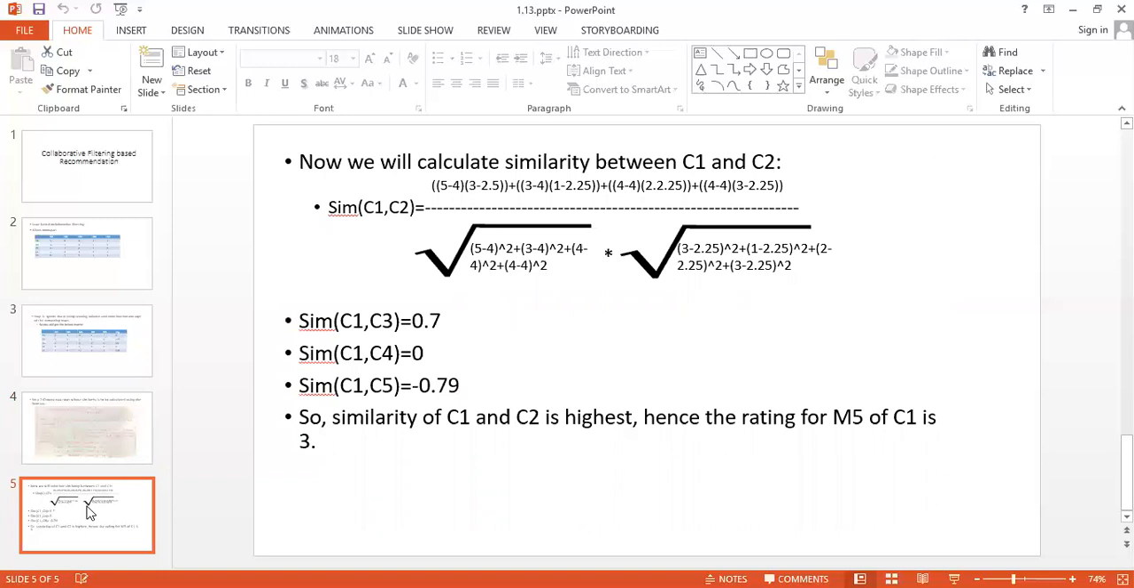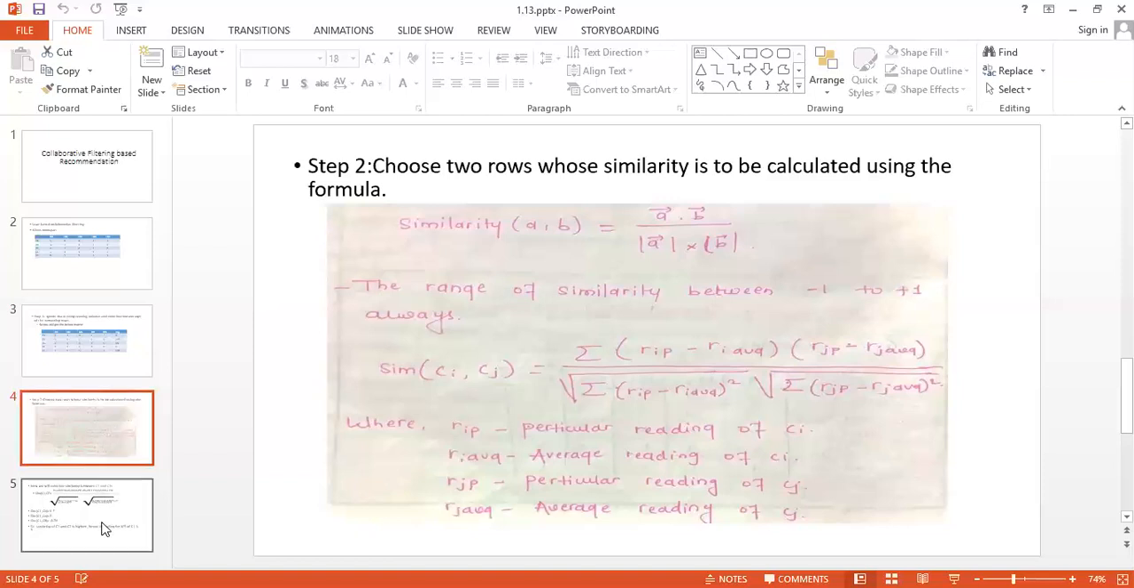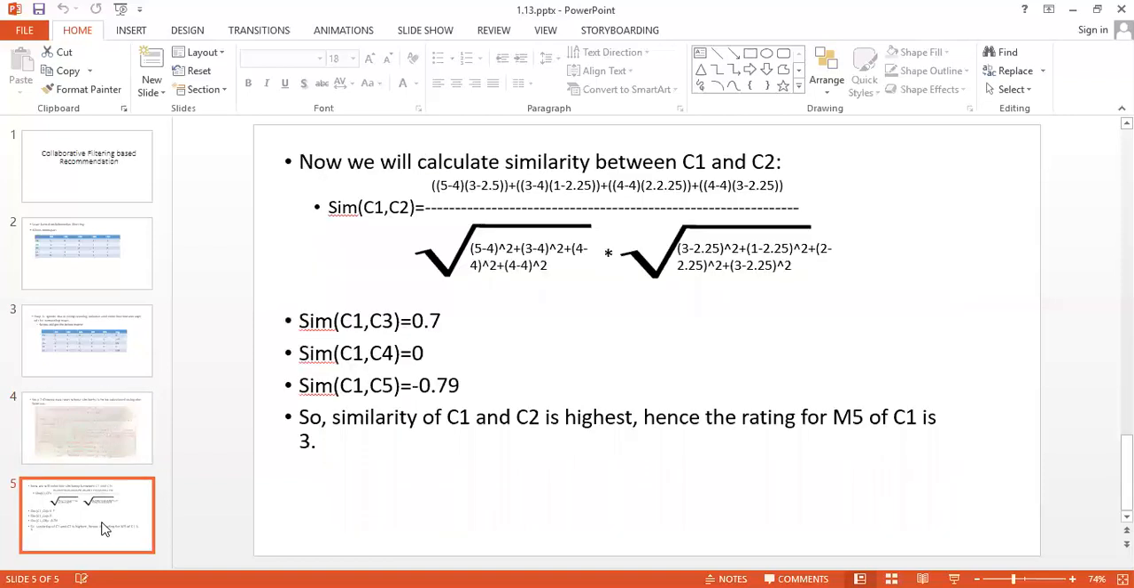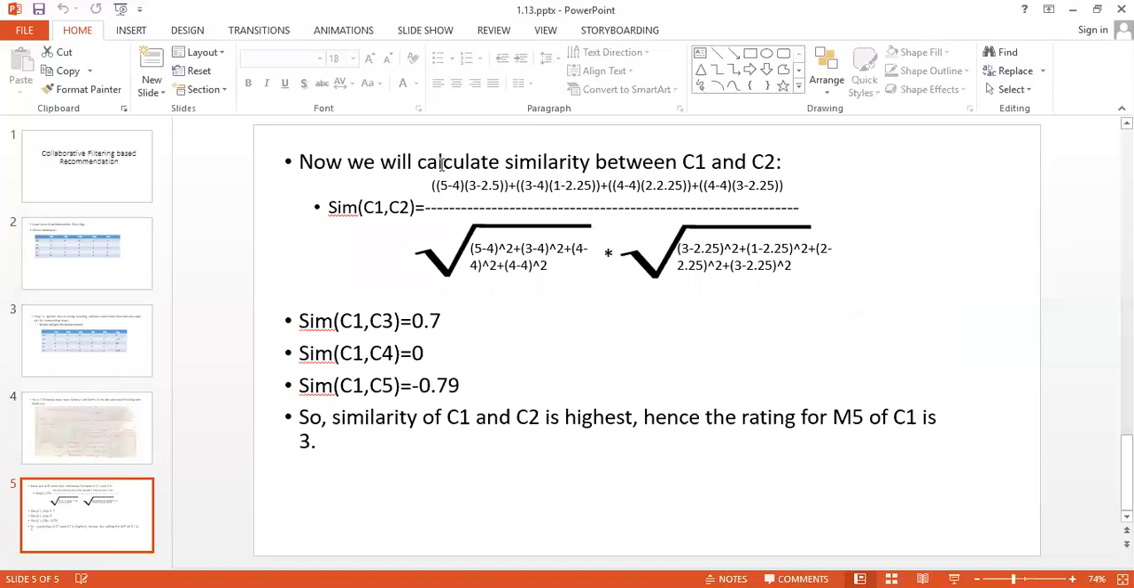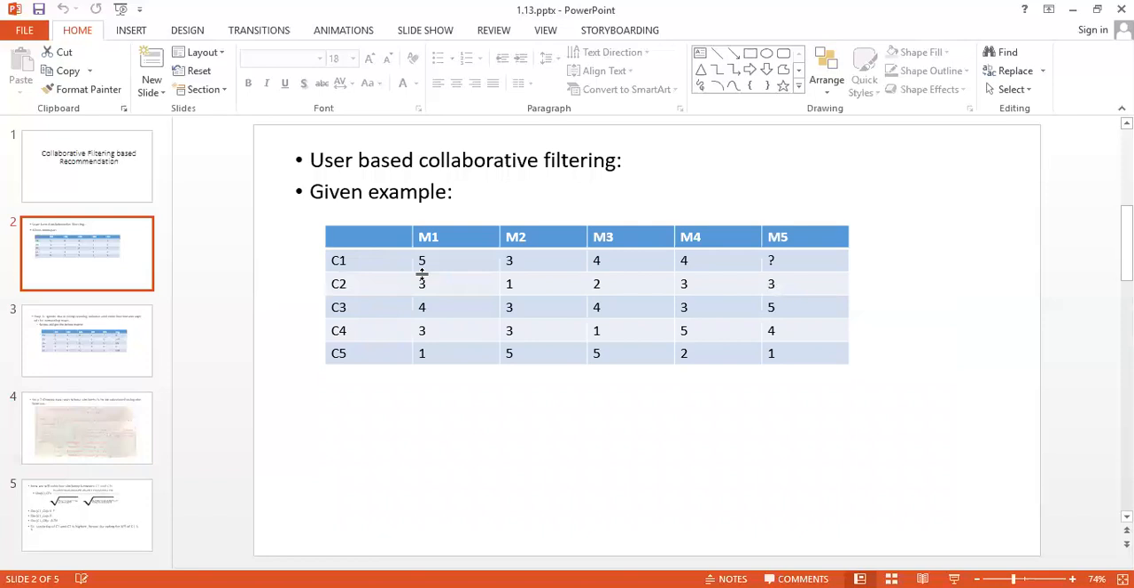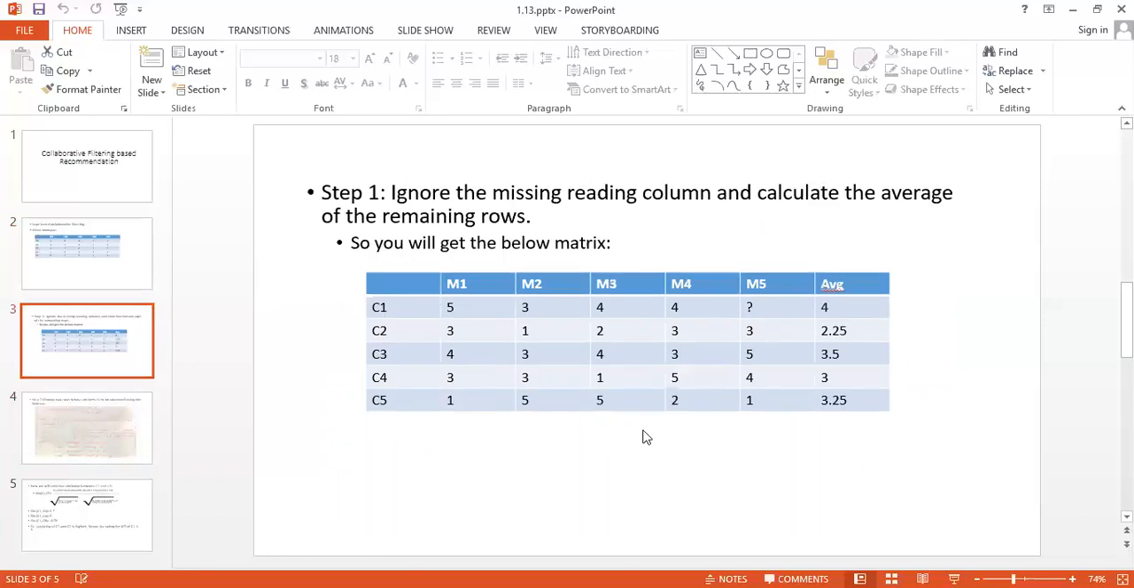Now we will calculate the similarity between C1 and C2. In the formula we have written A and B, and now we are writing similarity between C1 and C2. So we have a table with customer 1 and customer 2. We have the ratings of all, and we will find out the rating that is missing. Now see, first value of first row is 5. Then, sorry, we have to take this matrix because the average values are also needed.